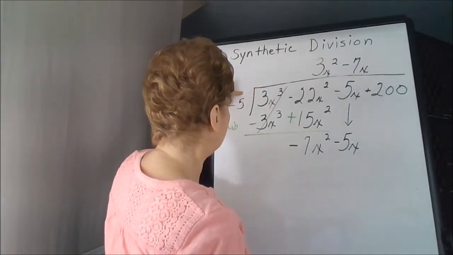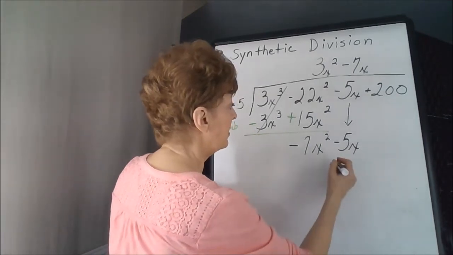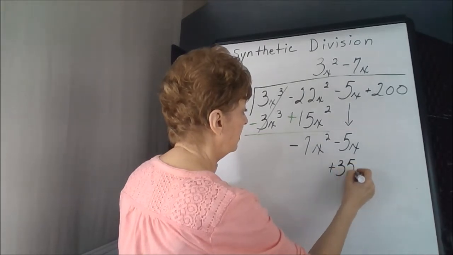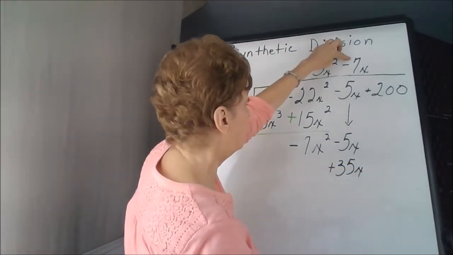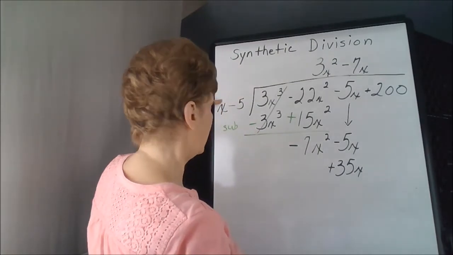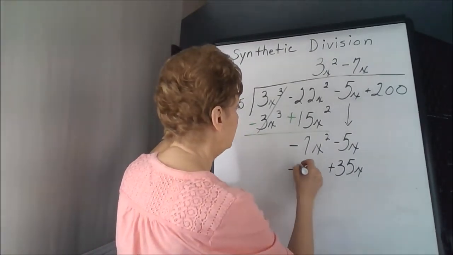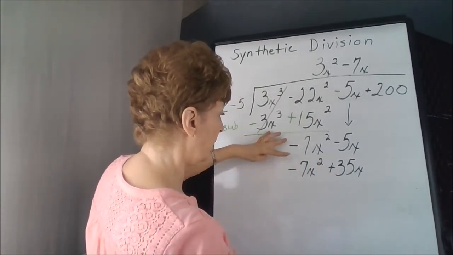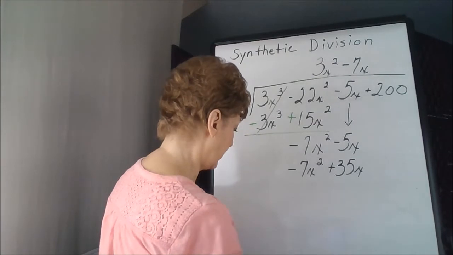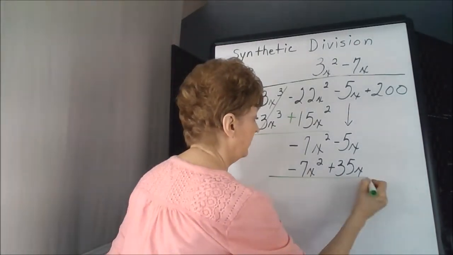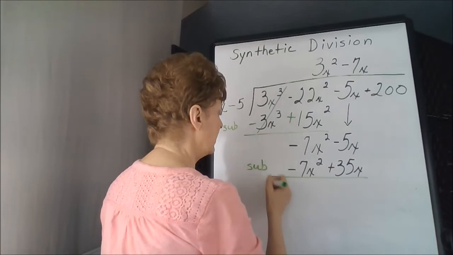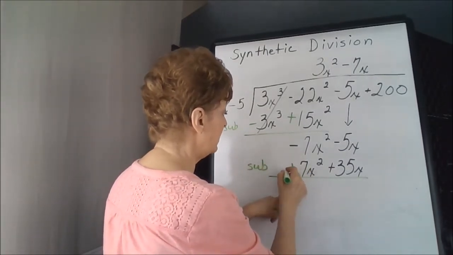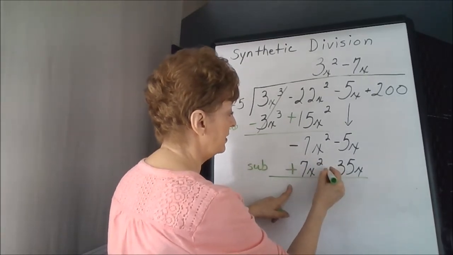A negative times a negative gives a positive. Positive 35x. Negative 7x times x is a negative 7x squared. This is what I want to check. It matches perfectly. I'm ready to subtract. When the subtraction happens, the signs must change. So this one becomes a positive, and this one becomes a negative.